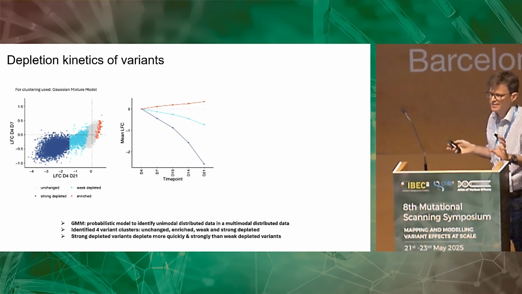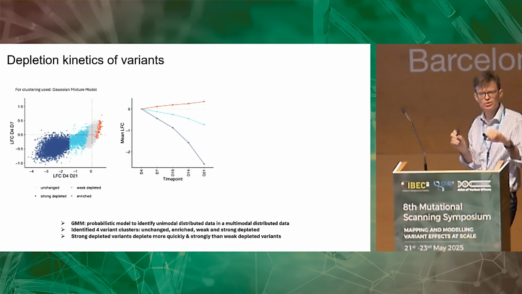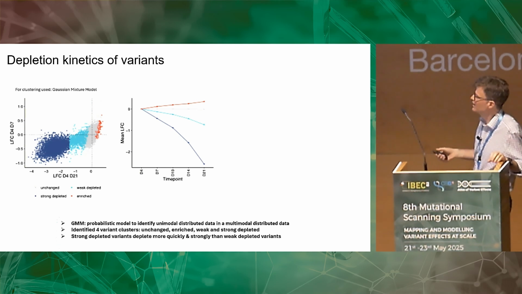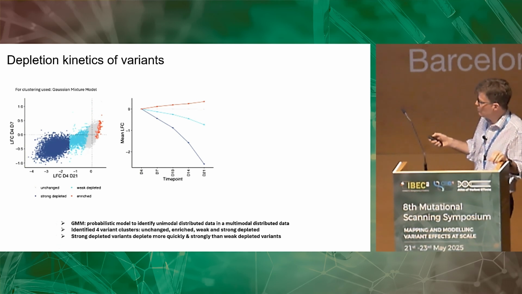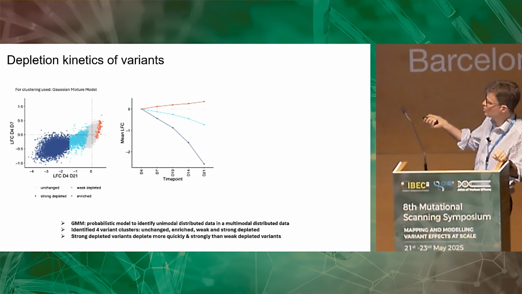So because we had this sort of data, what we can do is use Gaussian mixture modeling to break the data down into different groups. In this way, we can identify a group of variants that we can call strongly depleted in dark blue, weakly depleted, a very small number of variants that we can see here are enriched, and a group of variants that appear to be unchanged. And this is what this translates to in terms of the different growth rates of these different groups.